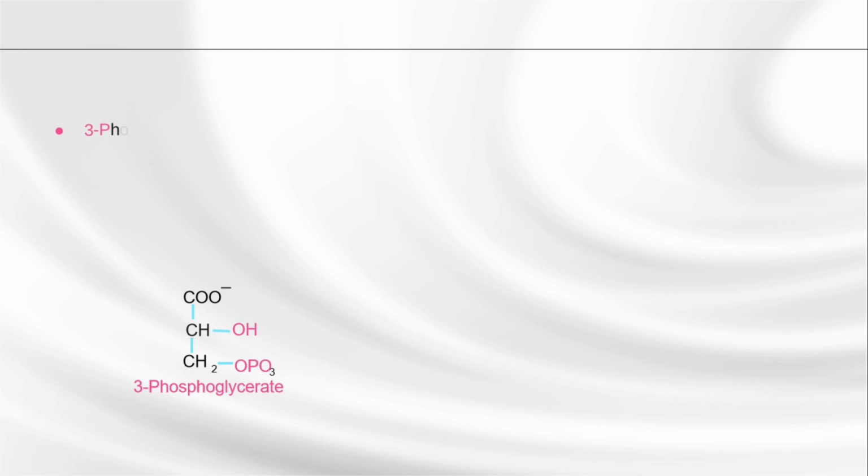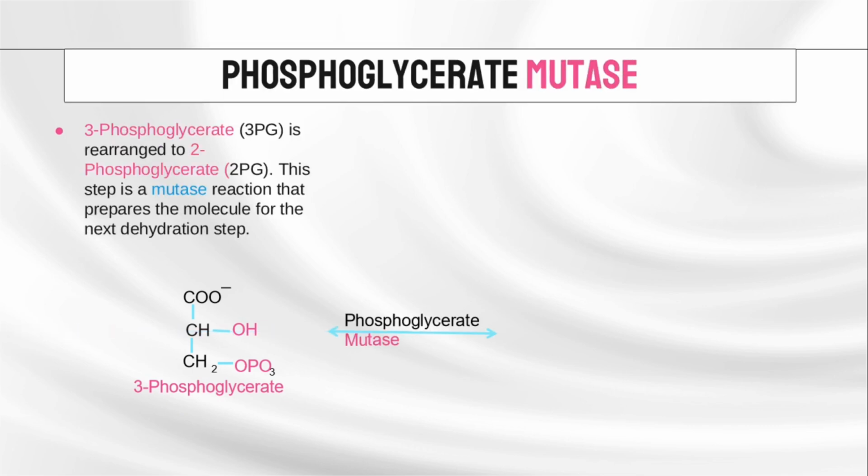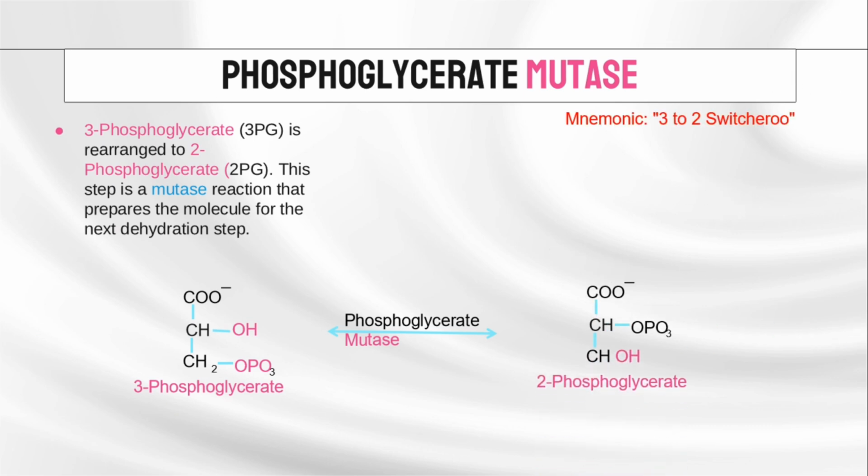Step 8. 3-phosphoglycerate, 3-PG, to 2-phosphoglycerate, 2-PG. The enzyme phosphoglycerate mutase then rearranges 3-PG to 2-PG, prepping the molecule for the upcoming dehydration step. Mnemonic: 3-to-2 switcheroo.